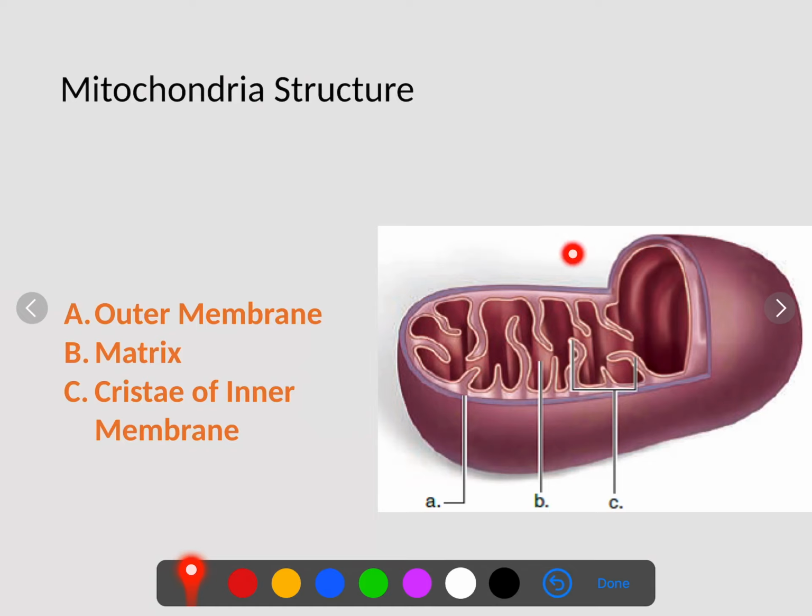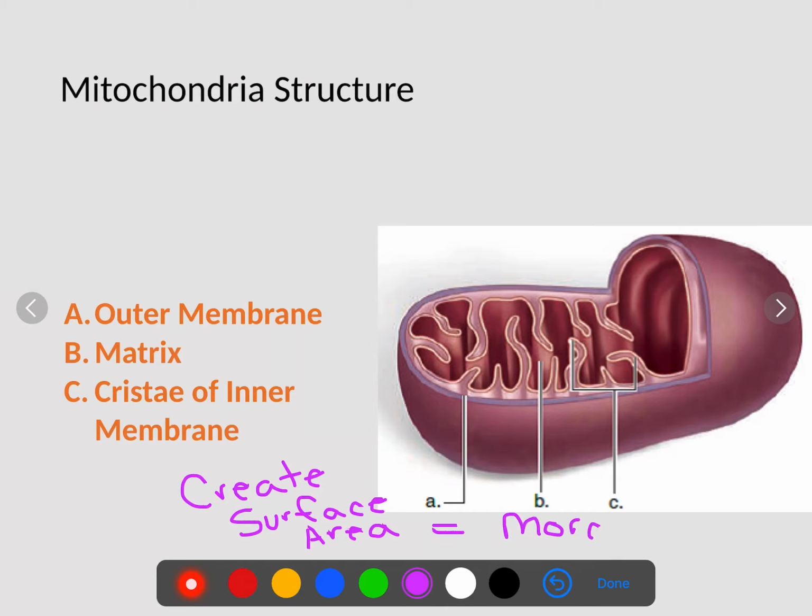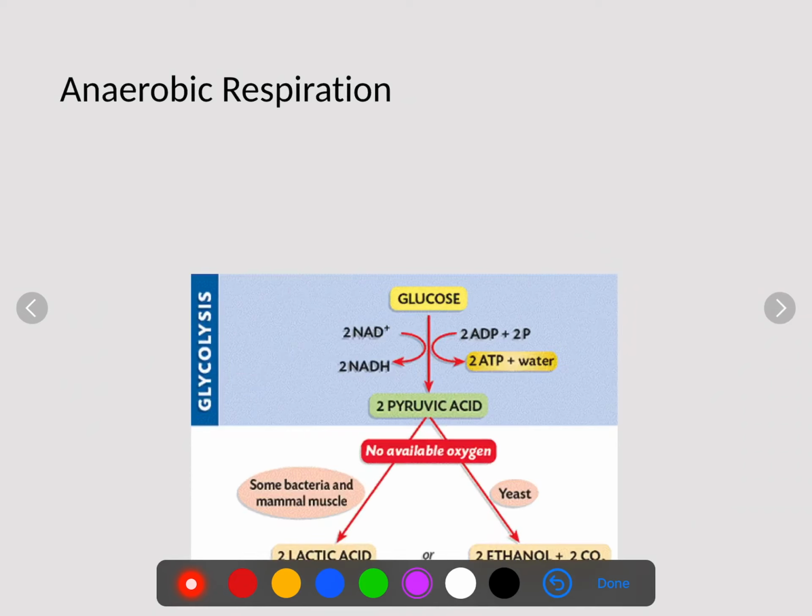And to review here, this is what our mitochondria looks like. Remember, our organelle. Notice how there are all these folds on the inside. Those folds are called the cristae. And what these folds do is they create surface area. And the more surface area there is inside of the mitochondria, that equals more ATP because there's more locations for ATP to be produced.